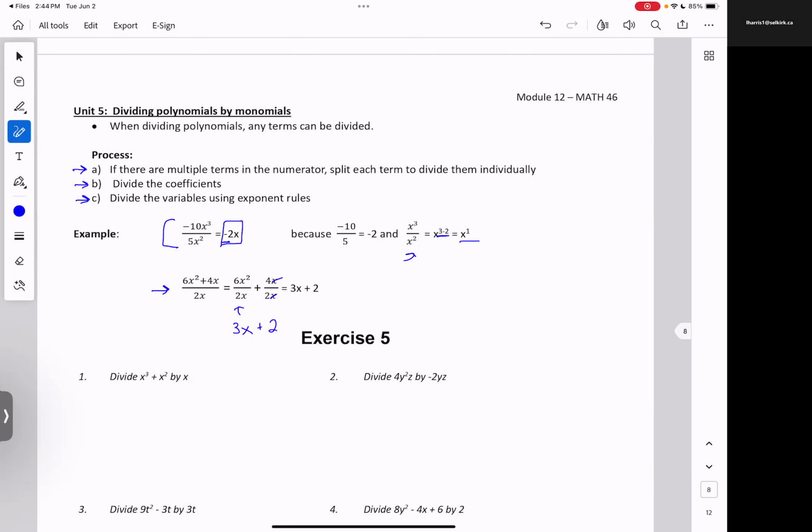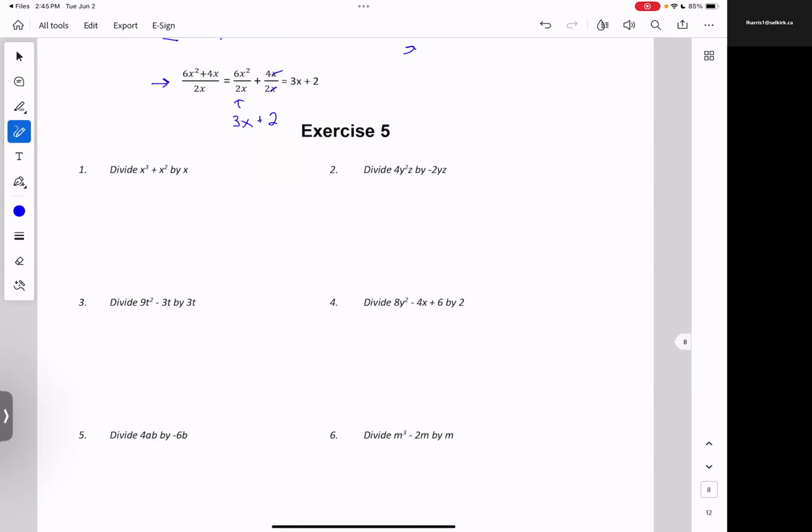So go ahead and try some of the exercises, pause the video, and then come on back to check. Okay, and let's do some of these exercises together. So this first one, we're told to divide x cubed plus x squared by x.